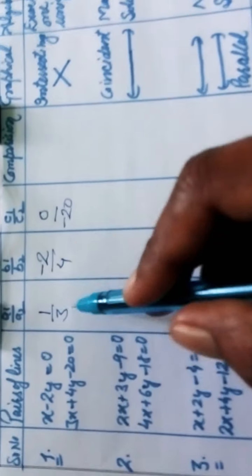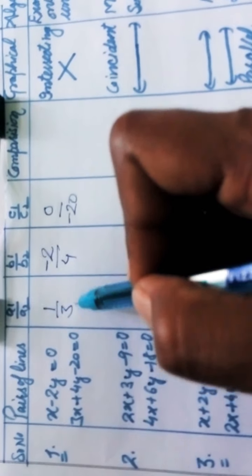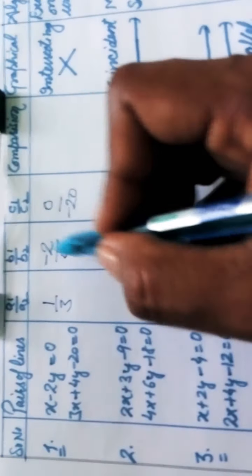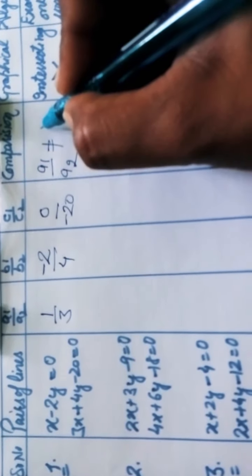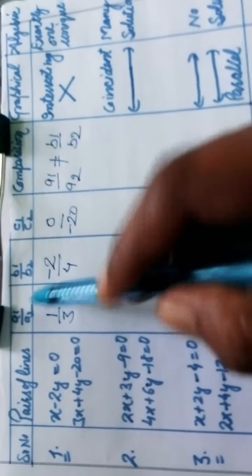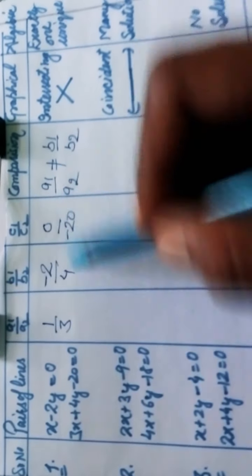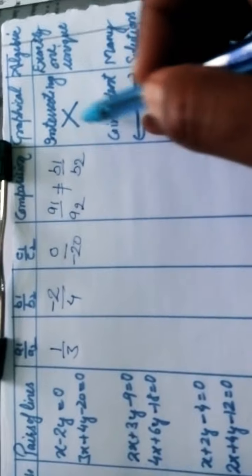Okay, now just see these two ratios firstly. Here you can say that the ratio 1 by 3 is not equal to minus 2 by 4, is it? No. So I can write this as A1 upon A2 is not equal to B1 upon B2. So by comparing the ratios A1 upon A2 and B1 upon B2, if you find this result, that means the graphical representation of this type of lines will be intersecting.